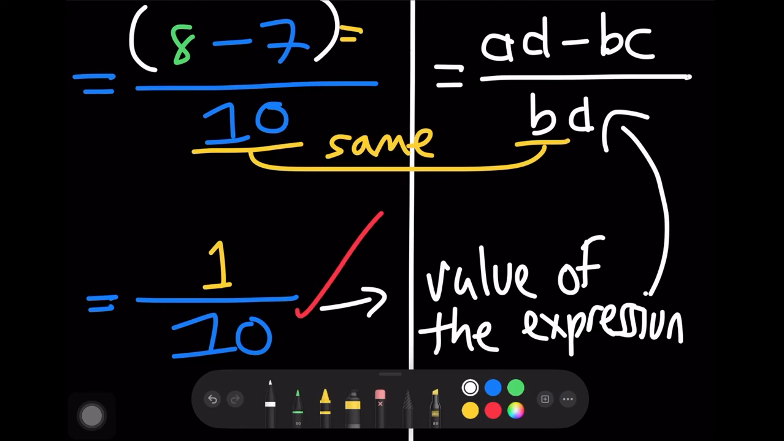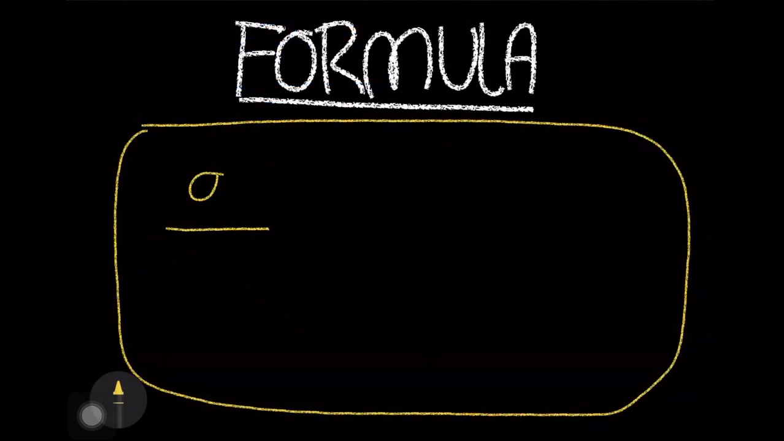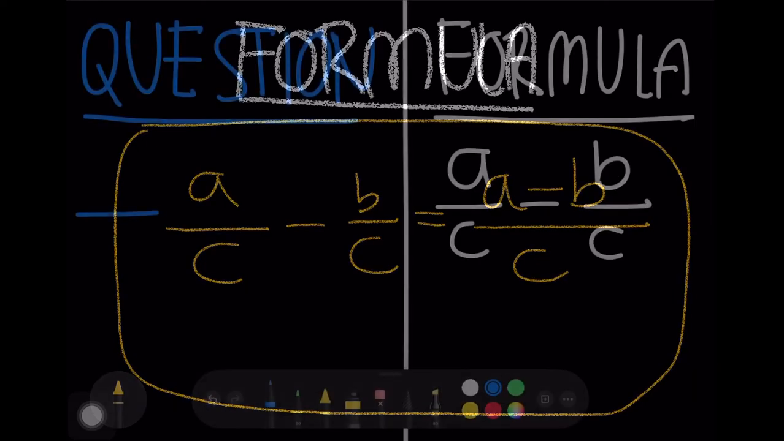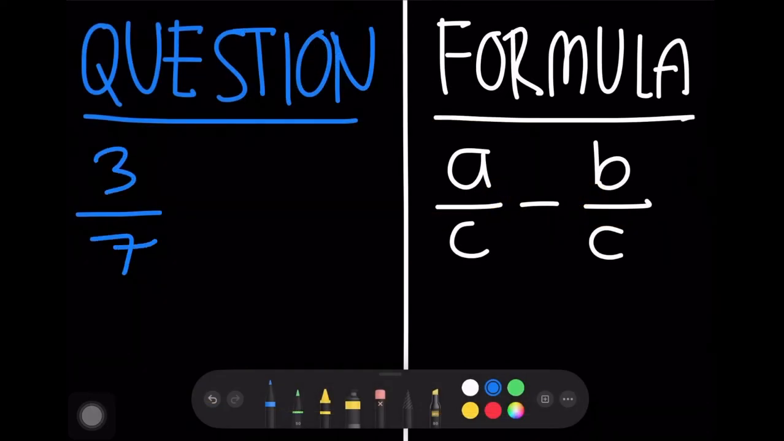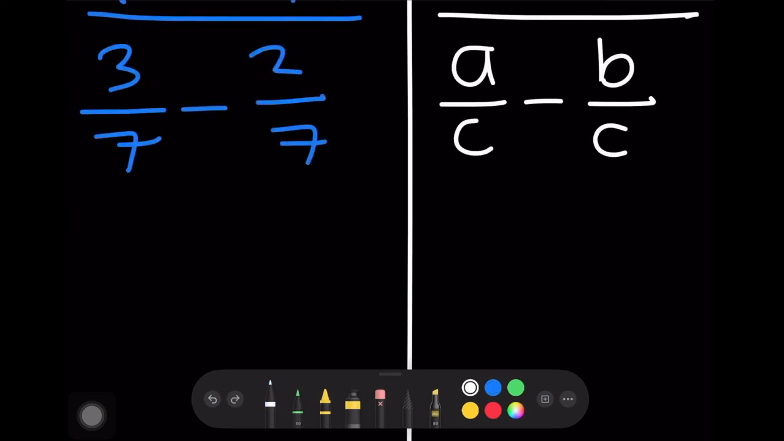But when the denominators are exactly the same from the beginning, all you have to do is put the whole fraction together. No need to multiply one side by the other to get a minus b over c, and finally you have yourself the answer. So we'll be going again with the question versus formula here with 3 over 7 minus 2 over 7.